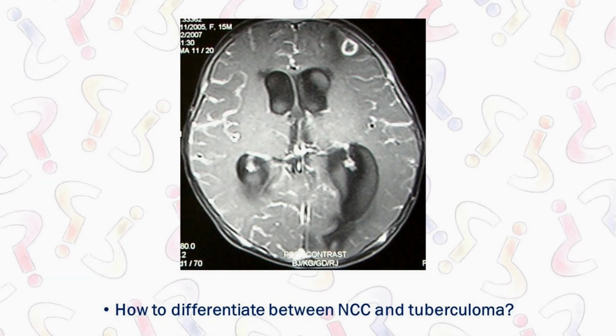NCC or TB? MRS. So, MR spectroscopy. Can we do a CSF here and get a diagnosis of TB? Would be very useful. In tuberculoma, CSF is normal. X-ray chest is going to be normal. Mantoux will not help you to distinguish.